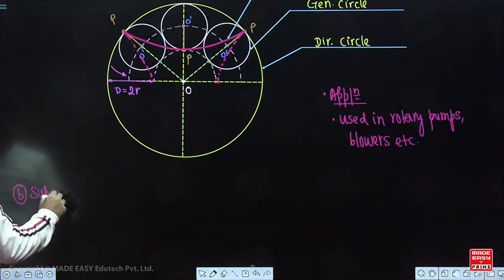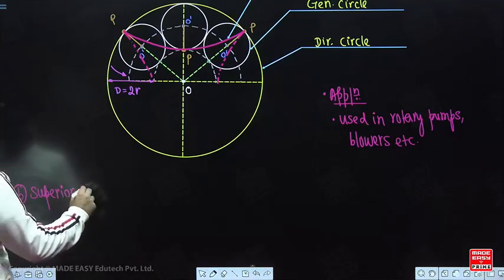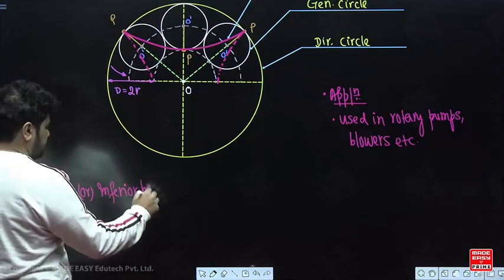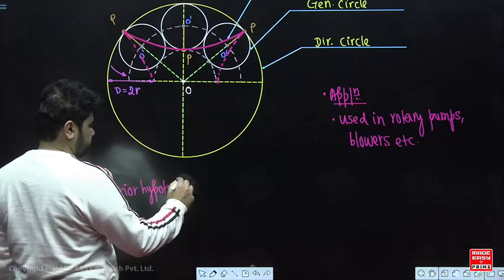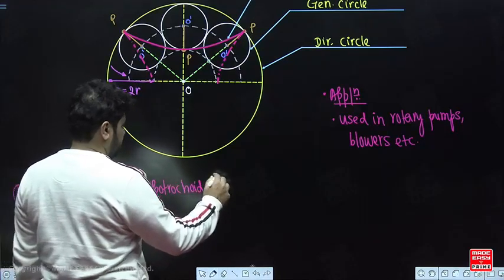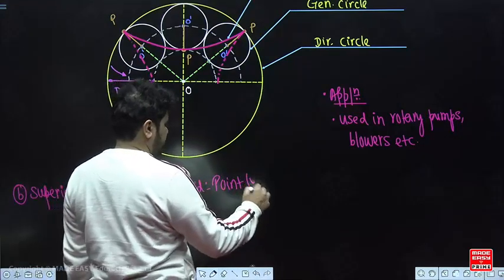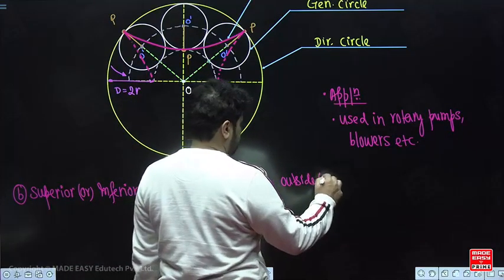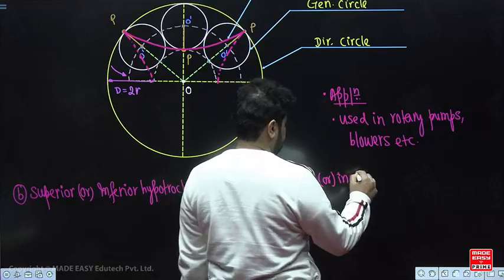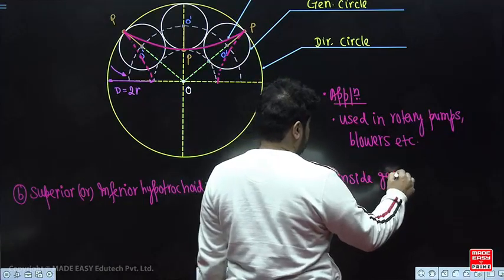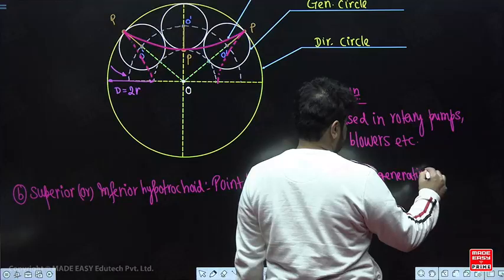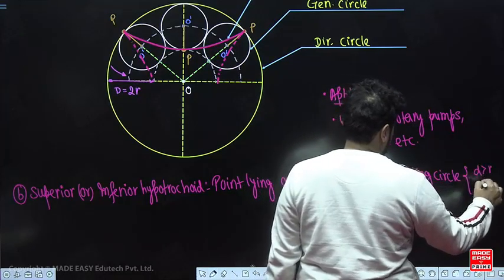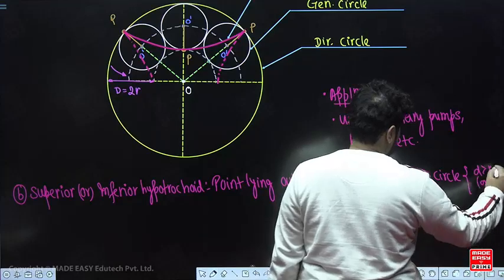superior and inferior hypotrochoid. Superior and inferior hypotrochoid. So that means the point lying outside or inside the generating circle. D greater than R or D less than R.